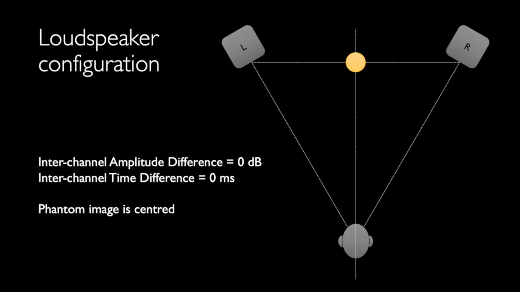Stereo phantom center. The interchannel amplitude difference is 0 decibels and the interchannel time difference is 0 milliseconds. The image should appear to be positioned in the center of the 2 loudspeakers, directly in front of you.